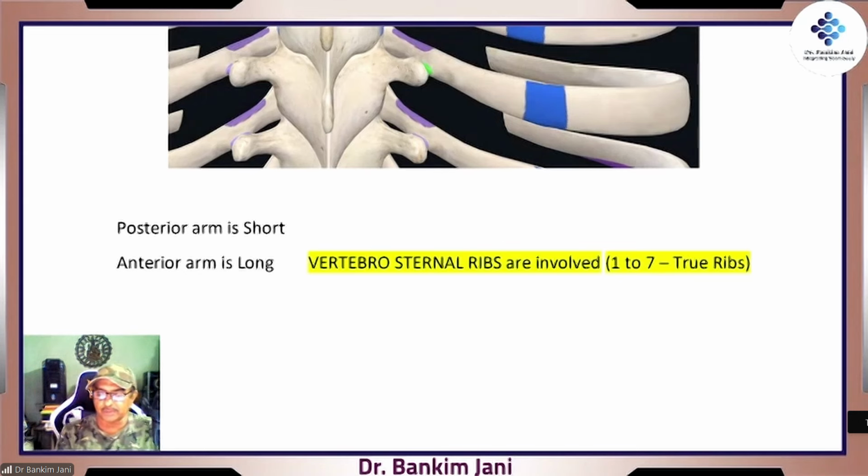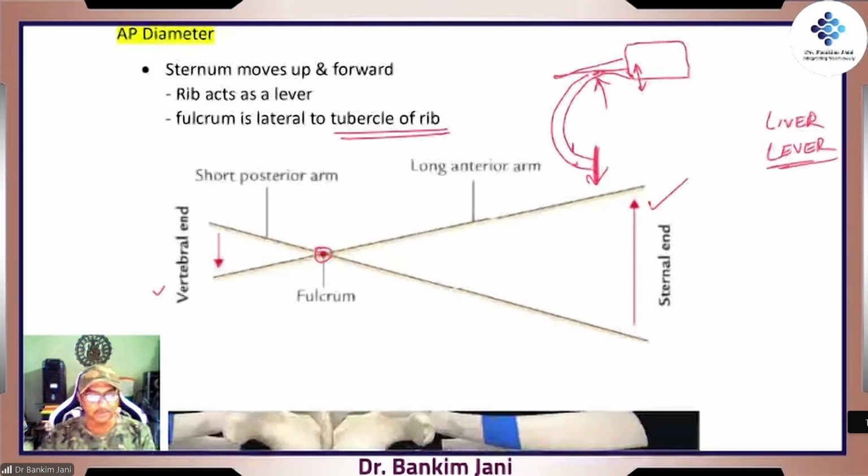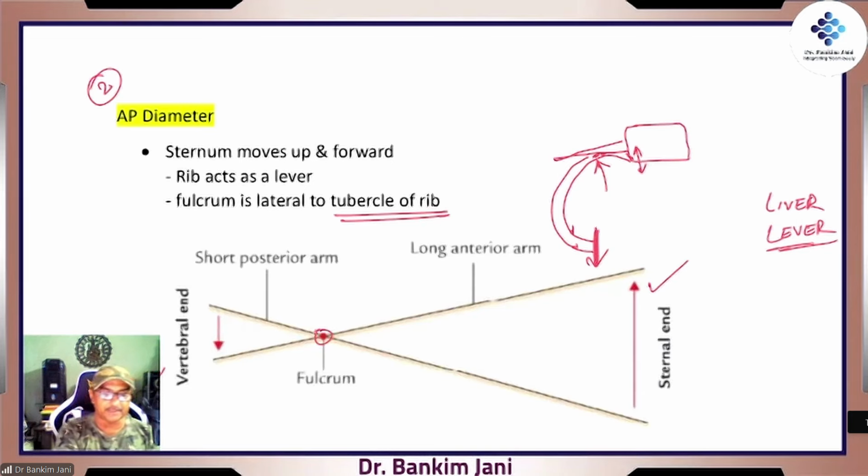So vertebrosternal ribs are involved, 1 to 7, obviously. The rest of the ribs won't be involved, because the rest of the ribs, 8, 9, 10, are connected with cartilage. So they are vertebrochondral. No one will ask you in this much detail, but it is the vertebrosternal ribs, that is ribs number 1 to 7, only they are involved in the increase in AP diameter.